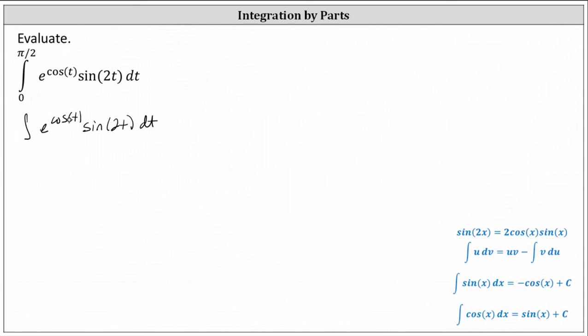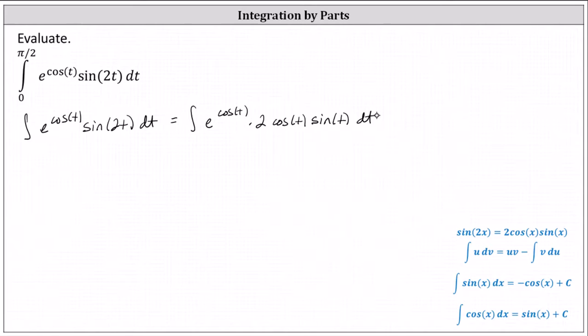To begin, notice we have a single angle in the cosine function and a double angle in the sine function. Let's perform a substitution for sine 2t. Recall sine 2t equals 2 cosine t times sine t. So this integral equals the integral of e to the power of cosine t times 2 cosine t sine t dt. And now let's perform substitution.